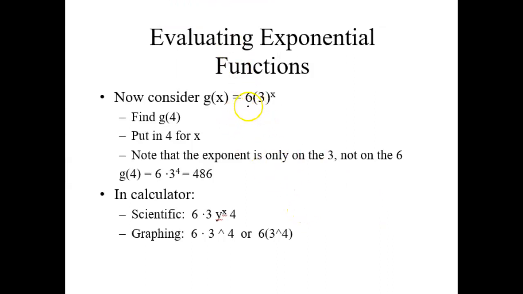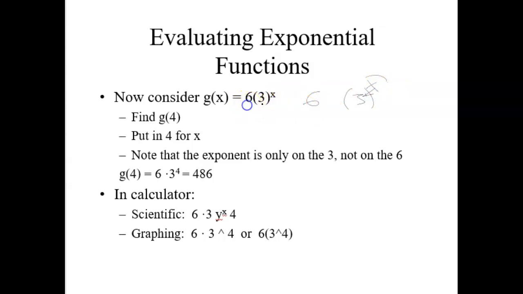be very careful here. See this 6 times 3 to the x? Well, the 6 times 3 to the x, people always want to multiply this together. You can't do that. You have to look at this as a coefficient of 6 in front of the 3 to the x. Just like you can't multiply 6 times x and do anything but 6x, you cannot multiply 6 times 3 because the exponent only goes with what it touches. It only touches the 3.